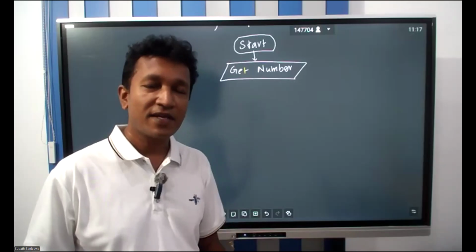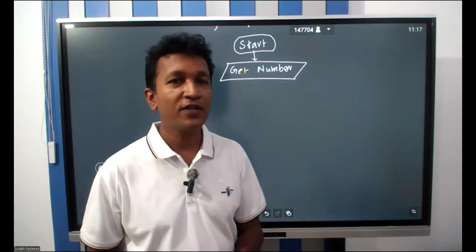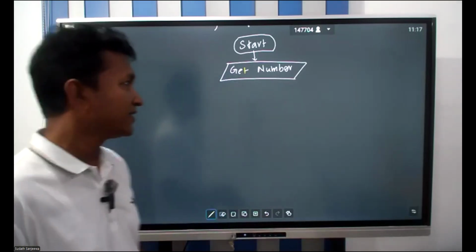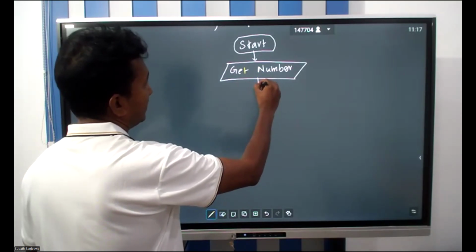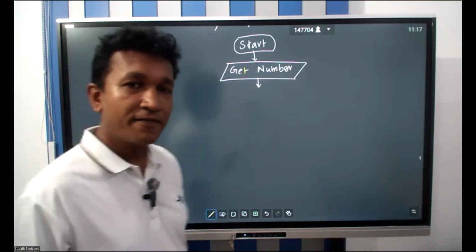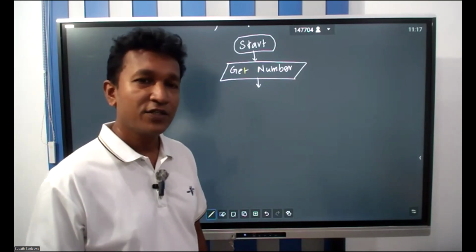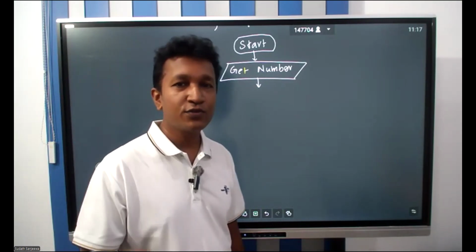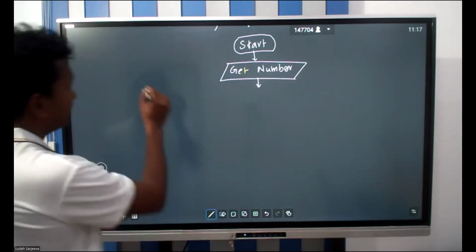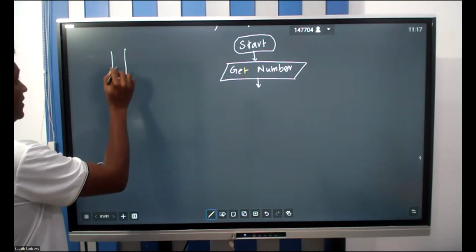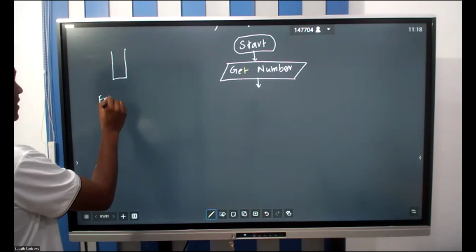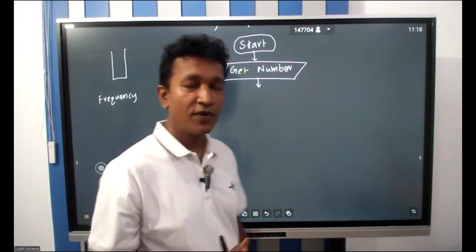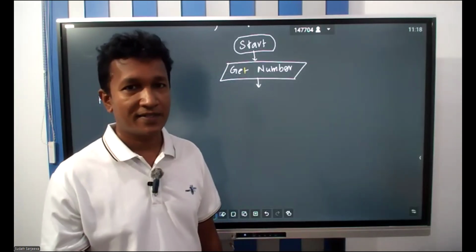So we should have some kind of repetition. From 1 to 12, we have to do something repeating, right? Then I use a variable to put the frequency. Frequency means we have to go 1 to 12, right? Therefore, I create a variable. I name it frequency. I use frequency to hold the number of times.